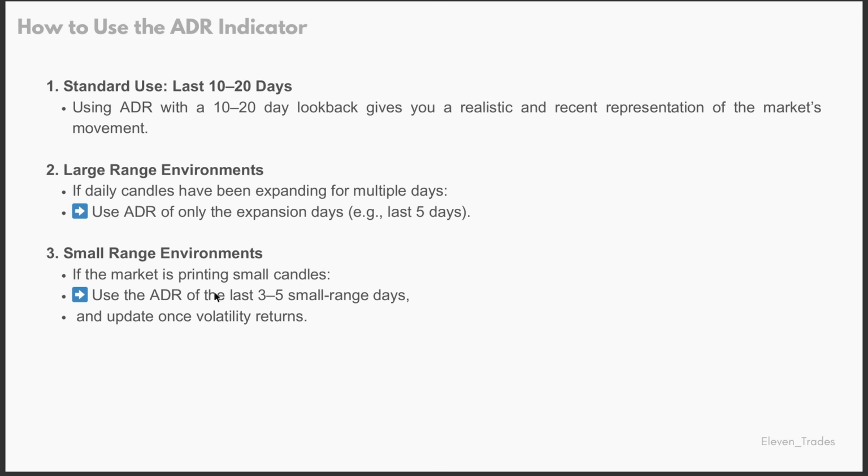Now small range environments, for example, gold expanded for 2 months and then started small ranges. After large ranges, we are getting small ranges, before expansion into another price delivery. So we will be using the last 3 to 5 days.